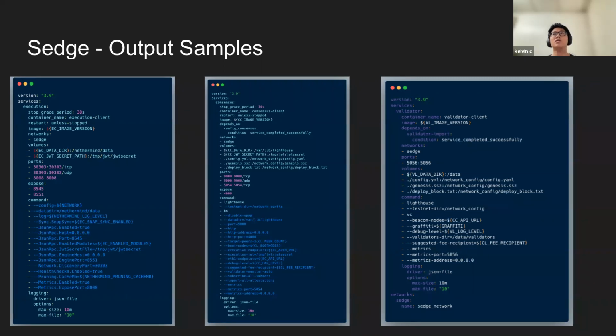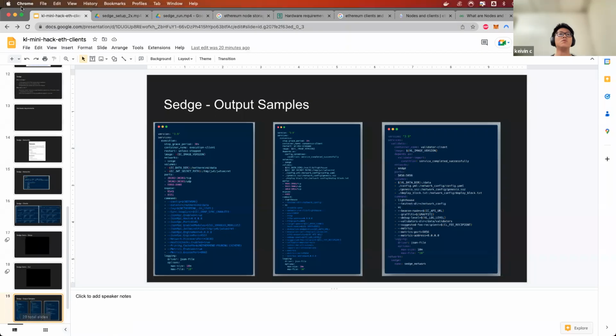I'm sure some of you may think, oh, do I have to run this every time I run my nodes? The answer is no. This is just the initial setup. So let me just show you.